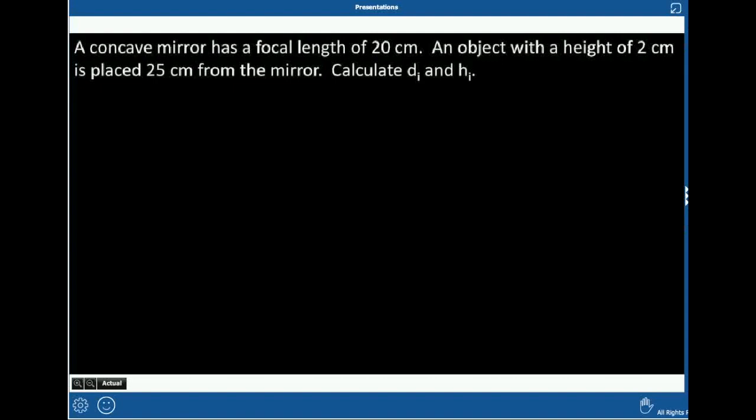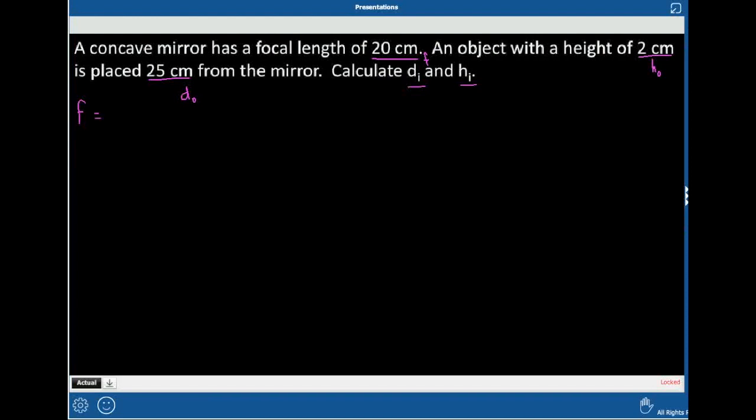Now let's try and do a math problem using these values. This is going to be our focal length. Then we have an object with a height of 2 centimeters. I'm going to call that my HO. It's 25 centimeters from the mirror. I'm going to call that my DO. Then I'm going to want DI, which is my image distance, and my image height. My focal length is 20 centimeters.